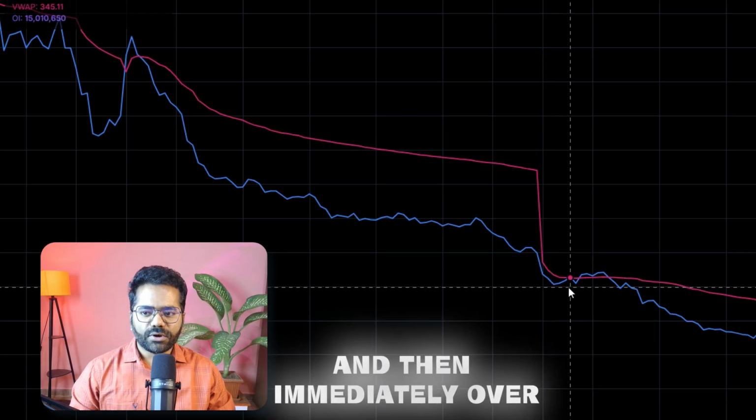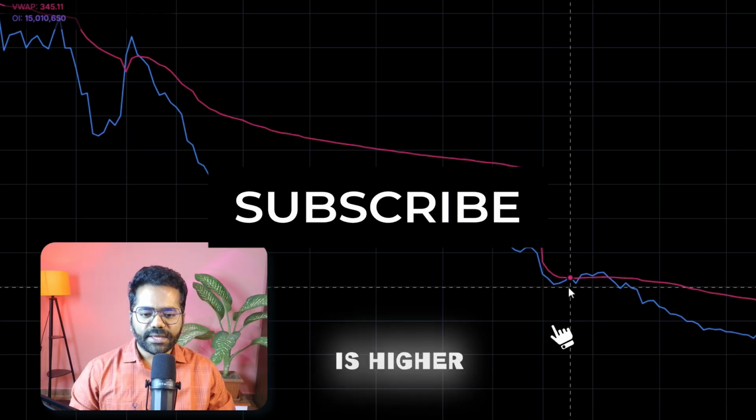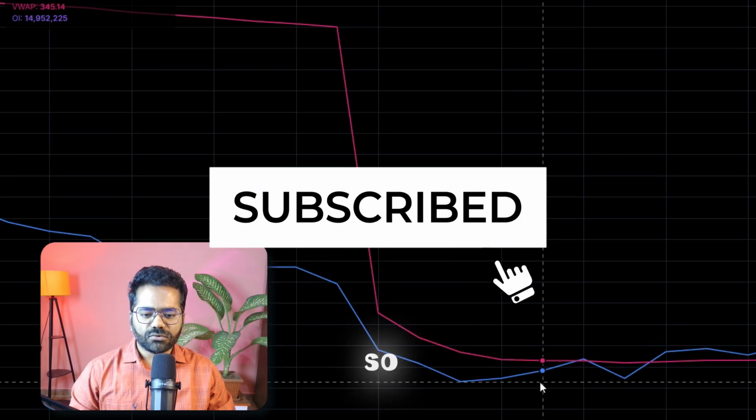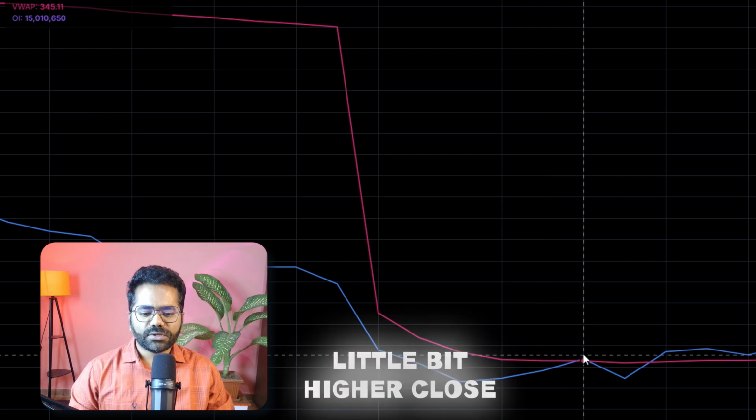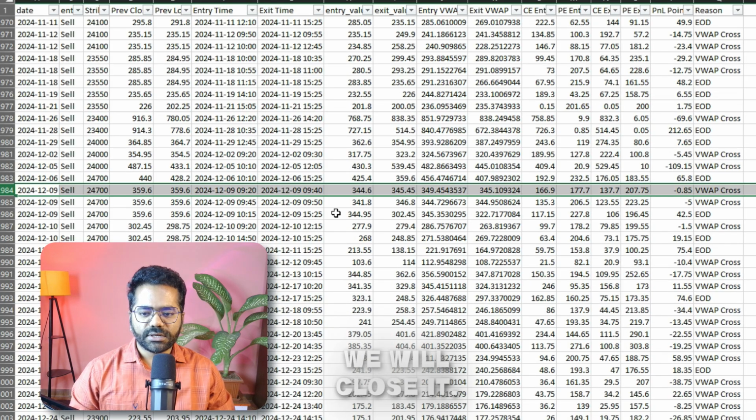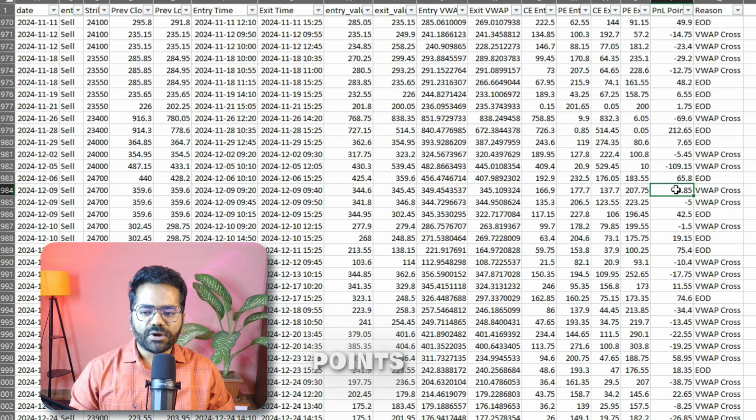And then immediately over here, our close price is higher than VWAP. If I zoom in, it's just a little bit higher, close is higher than VWAP, but still we will close it. So at 9:40 we are closing it, we make a roughly 0.85 points loss only.